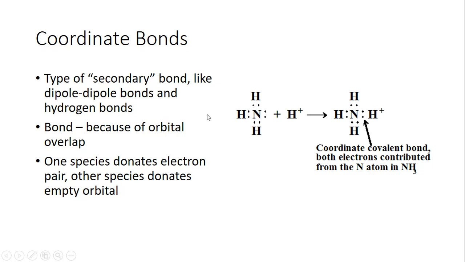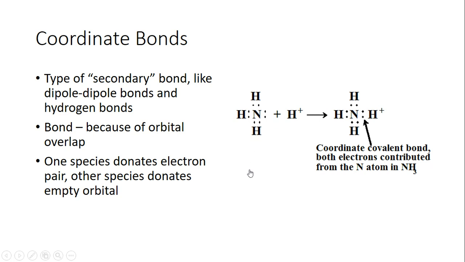So the last one that we're talking about is coordinate bonds. Coordinate bonds are actually a type of secondary bond, like dipole-dipole bonds and hydrogen bonds, that they're not actually bonds, but they kind of are because there is an orbital overlap. Okay, so in coordinate bonds, you have one species that donates the electron pair and the other species that donates an empty orbital. So in this case, we have the ammonium ion, right, being formed from an ammonia that has a pair of electrons in an orbital that's filled, and you have hydrogen ion that has an empty orbital. It has the empty s orbital, right? And so that empty s orbital just overlaps with the space that this electron pair occupies, and you get a bond formed. It's a coordinate bond.